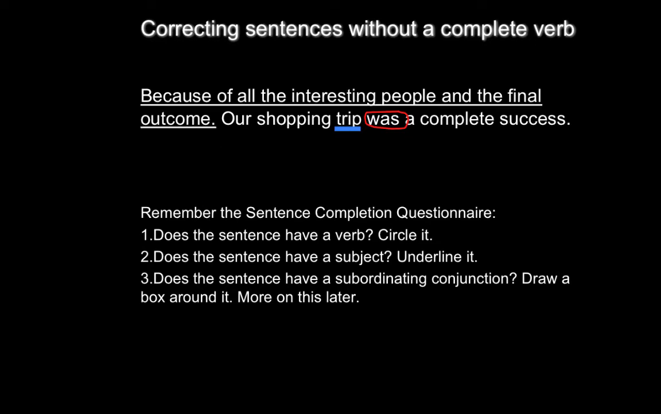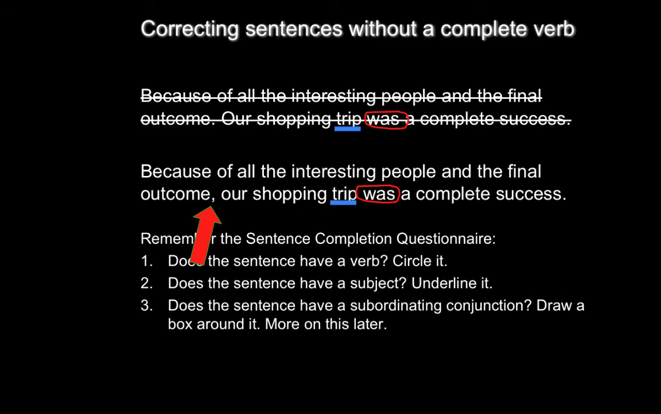Looking at these two sentences, the first one seems to be explaining the second one, telling the reason why the shopping trip was a success. So the best correction is probably to connect the two sentences together by changing the period in the first sentence to a comma, making the sentence now correct.